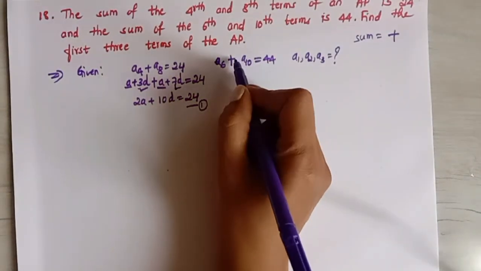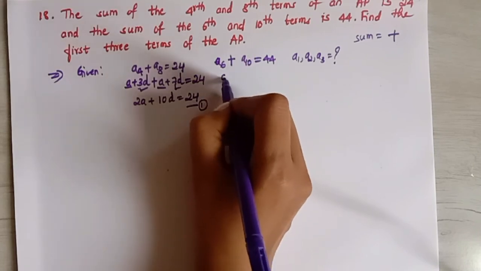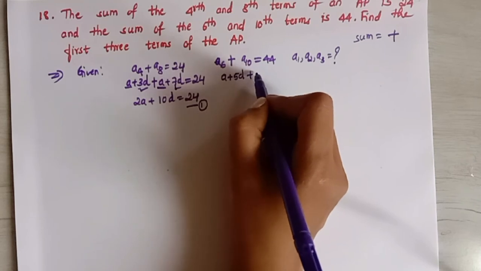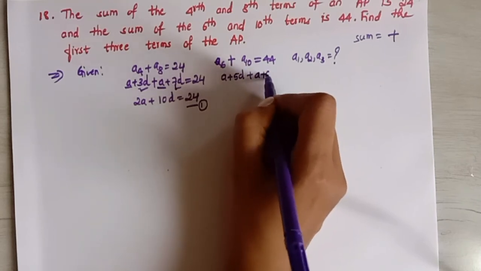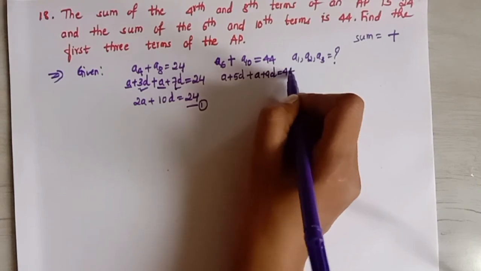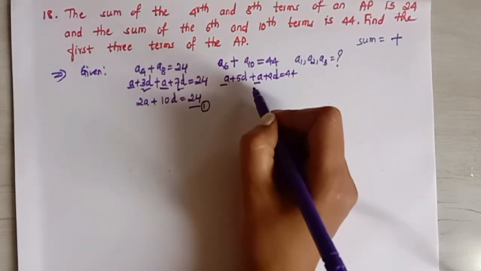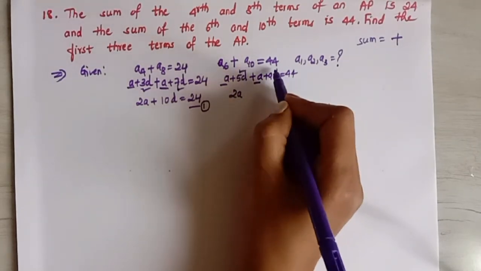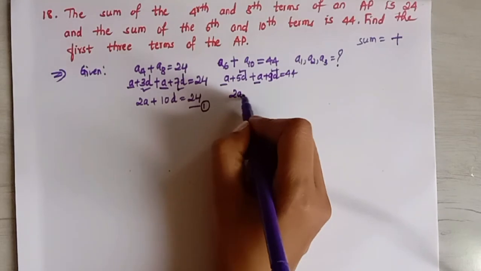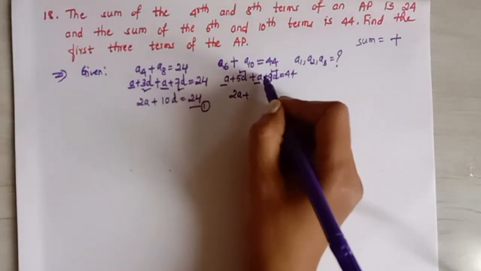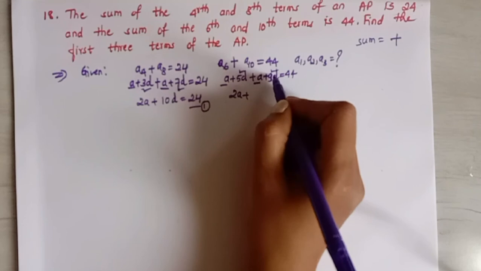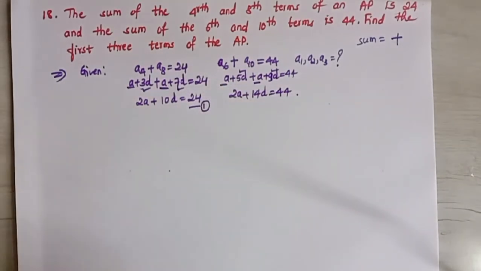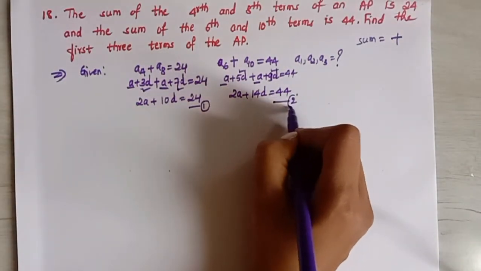So from the next condition, what is A6? A6 is A plus 5D, right? Plus what is A10? It is A plus 9D, which is equal to 44. Here we have to add the similar terms first. So what is 1A plus 1A? It is 2A. We are left with 5D and 9D, right? So what is 5D plus 9D? It is 5 plus 9, 14. That is 14D equal to 44. So let us denote it by equation number 2.